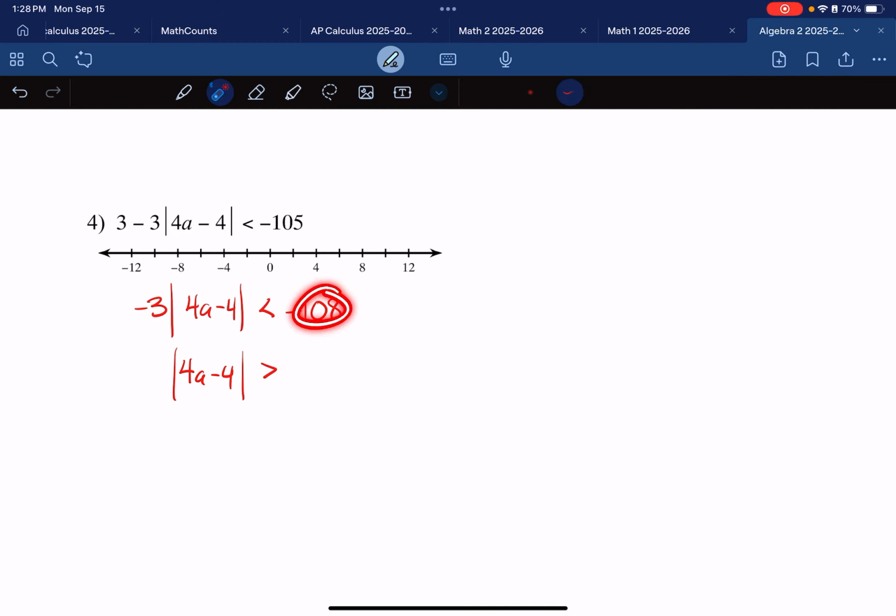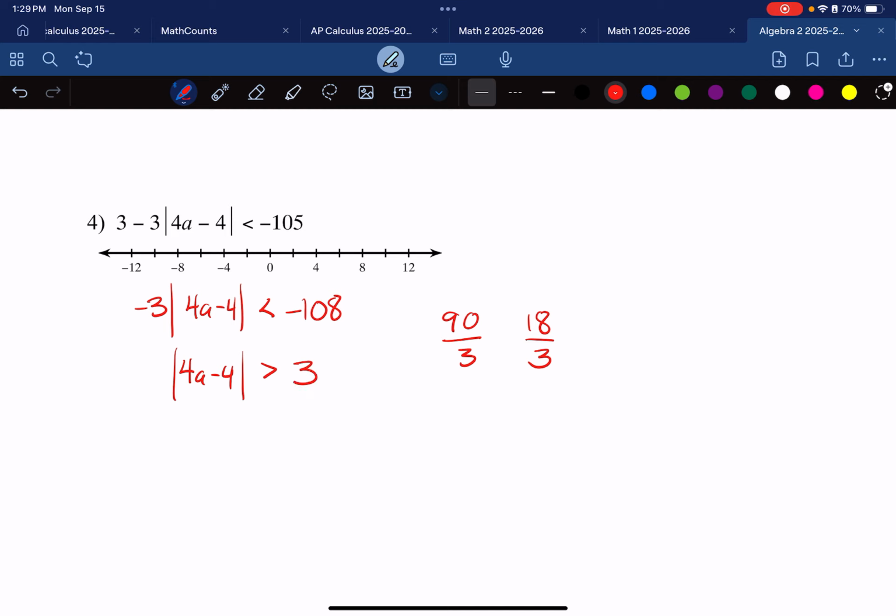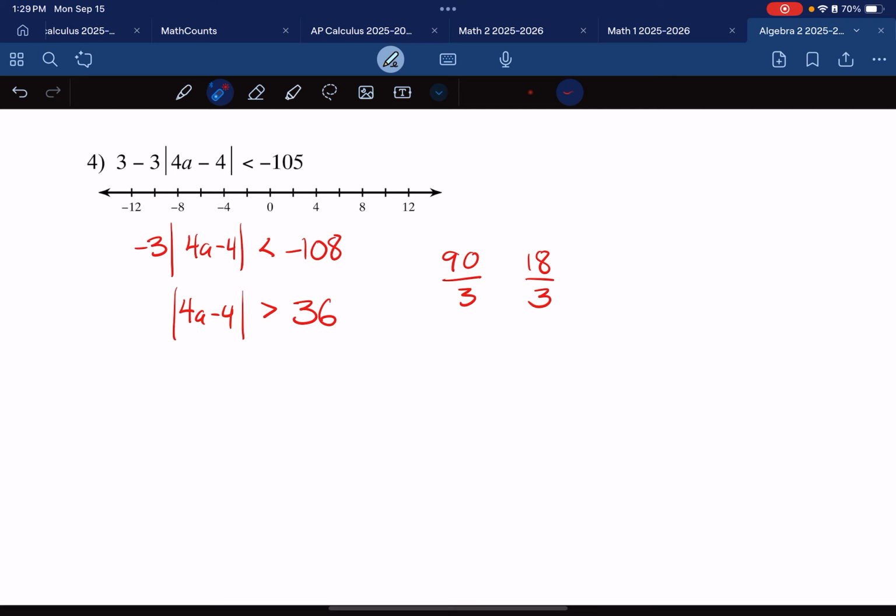Because I've divided a negative by a negative, I have a positive down here. And 108 divided by 3, I don't really know, but I know it's close to 90 divided by 3, which is a nice number. Then I have another 18 divided by 3, because 90 plus 18 is 108. 90 divided by 3 is 30. 18 divided by 3 is 6, so it's going to be 36. This is how I think about it in my head.